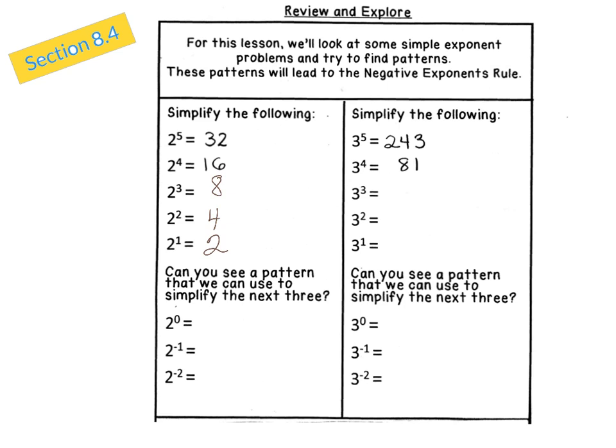Over here, 3 to the 5th is 243, 3 to the 4th is 81, 3 to the 3rd is 27, 3 to the 2nd is 9, and 3 to the 1st is 3. Okay, so what we want to do is try to find a pattern so that we can continue down here at the bottom to get 2 to the 0, 3 to the 0, and then to the negative 1, and negative 2 powers. So what we're going to do is look at the answers up here.